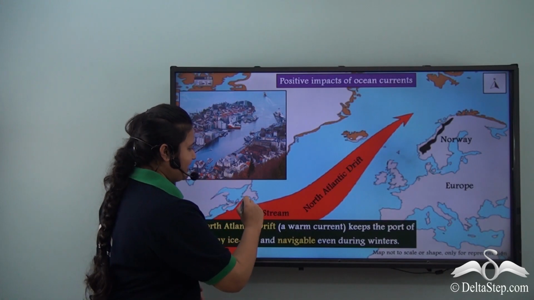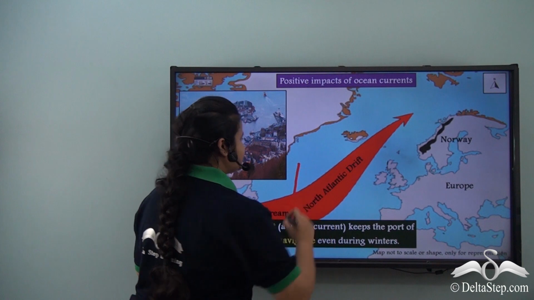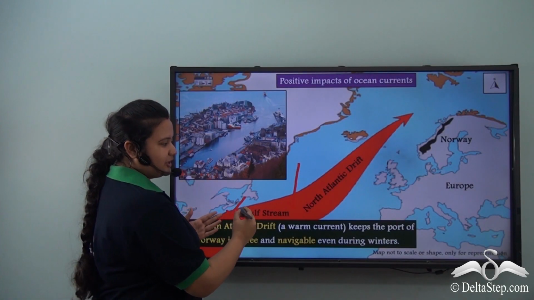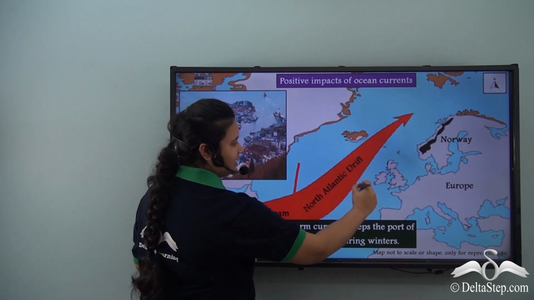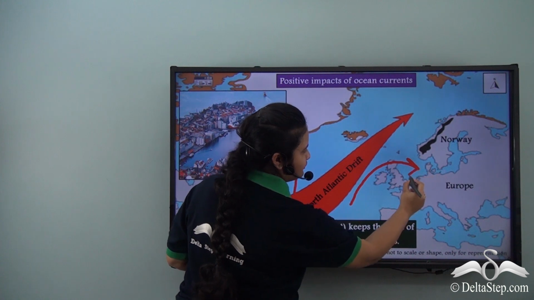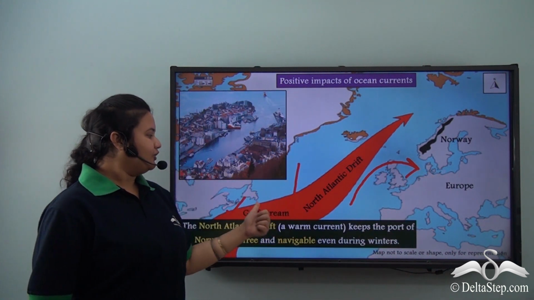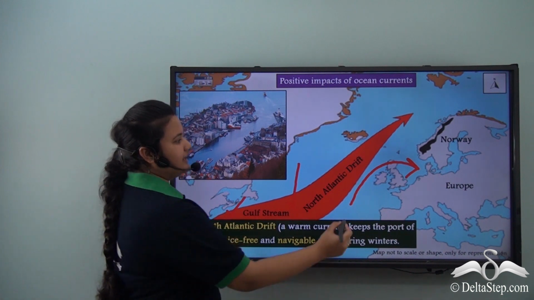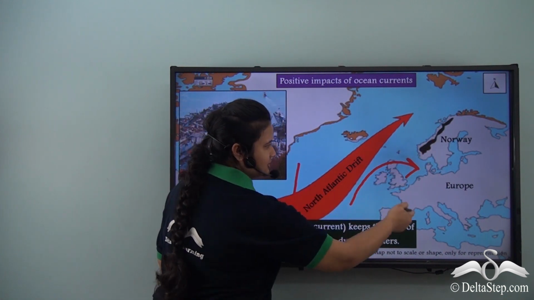The Gulf Stream and the North Atlantic Drift are both warm currents. Now the Gulf Stream extends as the North Atlantic Drift and flows towards the western coast of Europe. Since the Gulf Stream and North Atlantic Drift are warm currents, they heat this region.